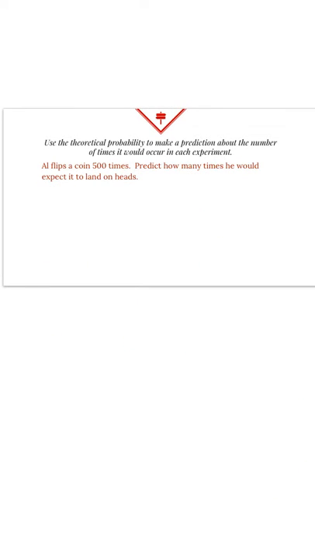Again, you're going to use the theoretical probability to make a prediction about the number of times it would occur in each experiment. Al flips a coin 500 times. Predict how many times he would expect it to land on heads. So we want to know the probability of heads.